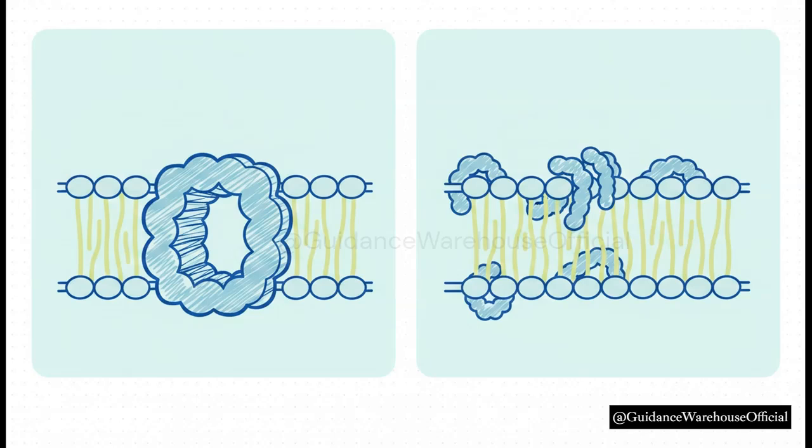Then, secondly, we have peripheral proteins. These just sit lightly on the exterior or interior surfaces, kind of loosely attached to the integral proteins or the lipids. They act as enzymes, structural anchors, or specialized recognition sites.